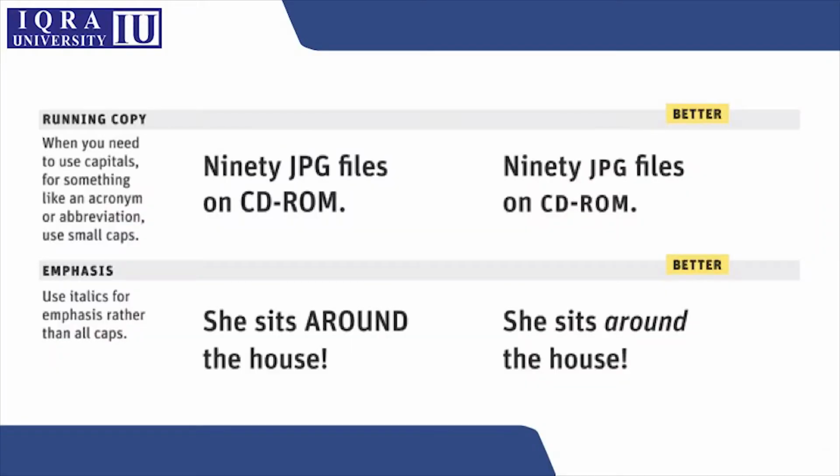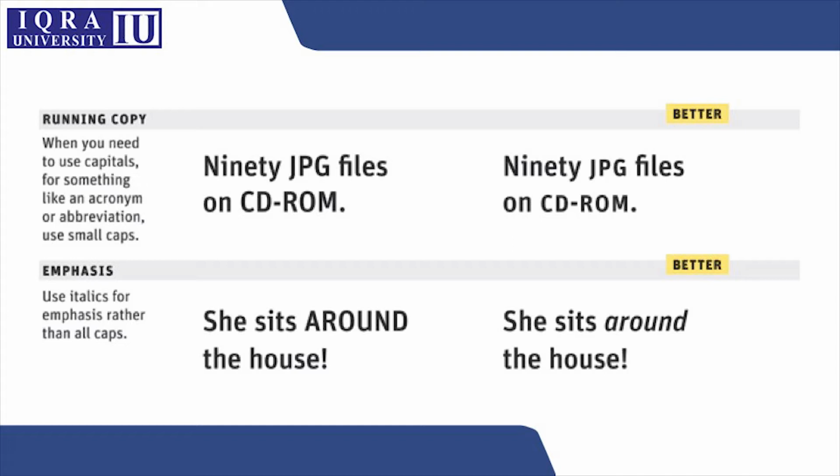Take a look at this. In running copy, when you need to use capitals for something like an acronym or an abbreviation, you can use small caps instead of the big caps, right? Take a look at this: 90 JPG files on CD-ROM. The same looks better if you're using small caps.